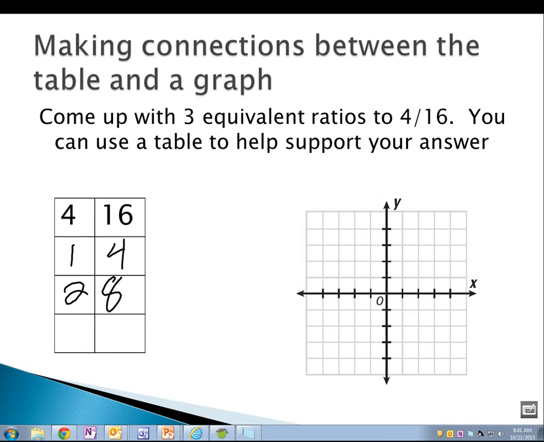Washburn. 8 and 32. Because what's happening is in between these, you're multiplying.